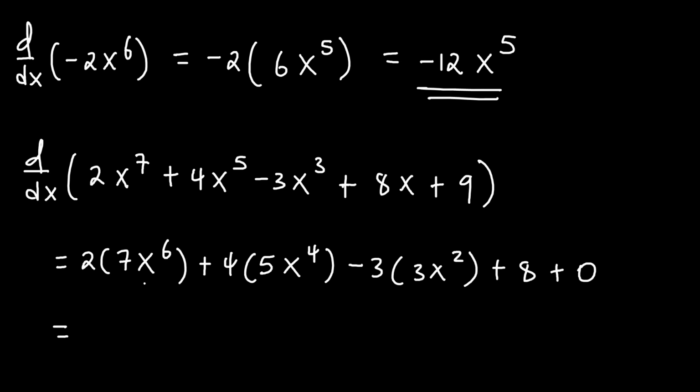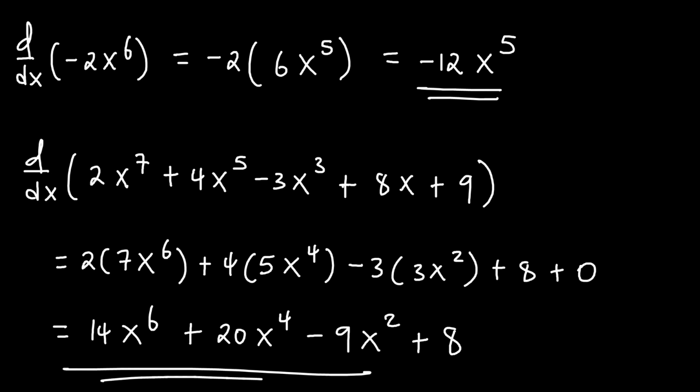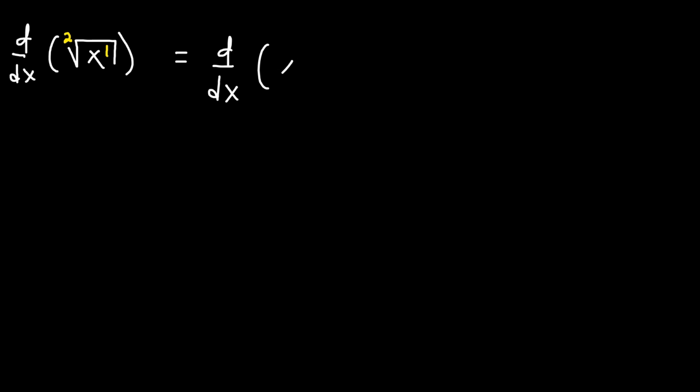So we shall have 2 times 7, which is 14, x to the power of 6, plus 4 times 5, which is 20, x to the power of 4, and then minus 3 times 3, which is 9, x to the power of 2, plus 8. And that's our answer. Now let's say you want to find the derivative of a radical function, the square root of x. Now for square roots, the exponent is 1, and then the index is 2. So this is the same as the derivative of x to the power of 1 divided by 2.